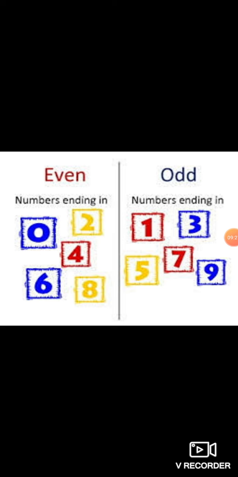Okay children, now you clearly understood what is even and what is odd. Next we'll see the activities. So the first activity is circle the boxes and find out the number of hearts which are even or odd.